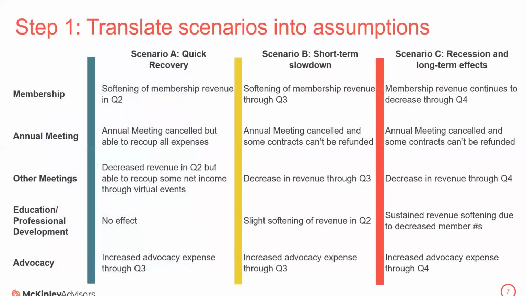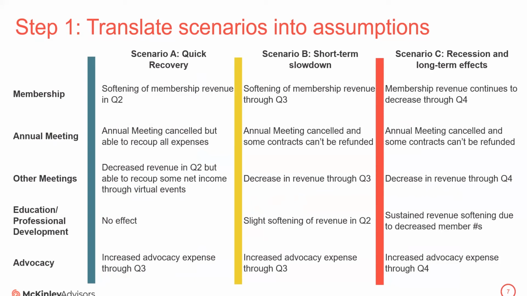Okay, so here we go step by step in building your model. This is step one. So we've just created an example here of how the virus could impact an association. We can call it association ABC. But essentially what this slide does is it takes the three scenarios that we reviewed a couple slides back and applies them more specifically to this association's major product lines. You can see the product lines here on the left-hand side, and then as you move from left to right, you can see how the association's product lines would be affected under each scenario.